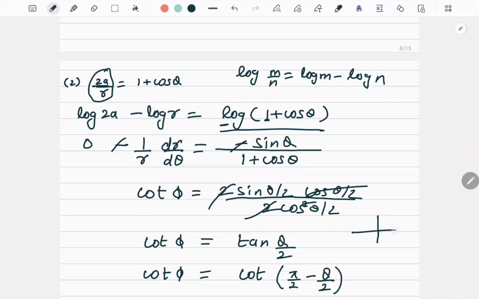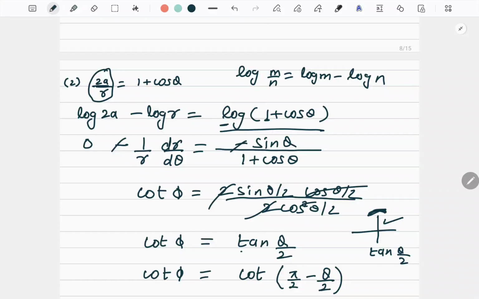Now see here, what is cot of 90 minus theta? When I explained the allied angle, 90 means I am crossing this line, so cot should become tan. Right? Tan theta by 2. And secondly, when I am doing 90 minus, I am coming to the first quadrant. First quadrant means positive. So cot of pi by 2 minus theta by 2 is tan theta by 2. So I replace this tan theta by 2 by cot of pi by 2 minus theta by 2.